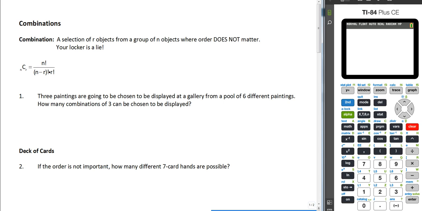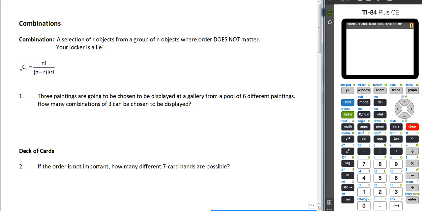However, what if we were to talk about 3 paintings that are going to be displayed in a gallery from a pool of 6 different paintings? How many combinations can 3 be chosen to be displayed? So here's the thing. You're just displaying. There's no first place, second place, third place. You're just going to hang 3 paintings out of 6 on a wall so people can look at them. So what we would do is use this formula. So when it's combinations, it's n factorial over n minus r factorial times r factorial, because the order doesn't matter.